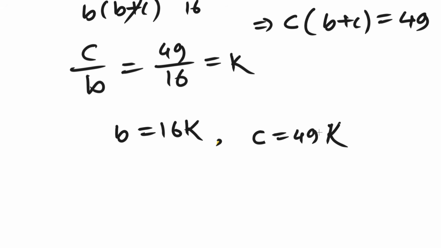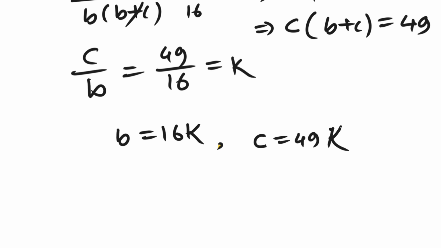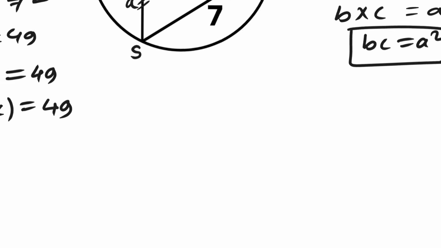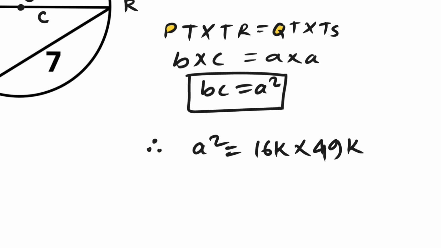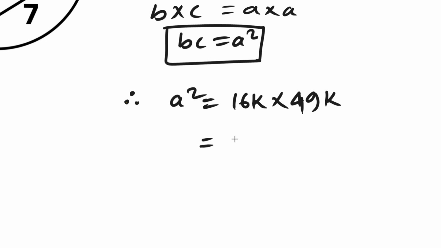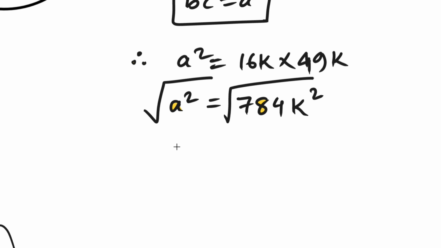This works because their ratio is 16 to 49. Now remember that a squared equals b times c. Substituting b equals 16k and c equals 49k, we get a squared equals 16k multiplied by 49k. 16 times 49 is 784, so a squared equals 784k squared. Taking the positive square root, because the length must be positive, a equals 28k.